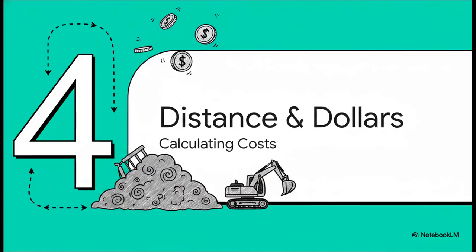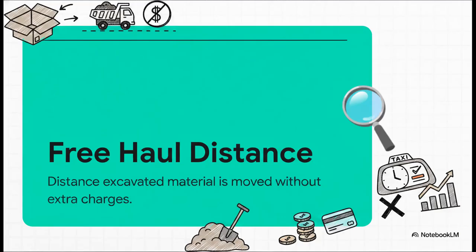Let's get into the dollars and cents in Section 4, Distance, Dollars, and Dirt. Okay, so you can think of the free haul distance, or FHD, exactly like a free shipping minimum when you're shopping online. In construction contracts, this is the agreed-upon standard distance that excavated material can be transported without incurring any extra financial charges. The contractor has basically baked the cost of moving the dirt the specific distance right into their baseline price. It's the standard zone where they'll move the material before the proverbial taximeter starts running.